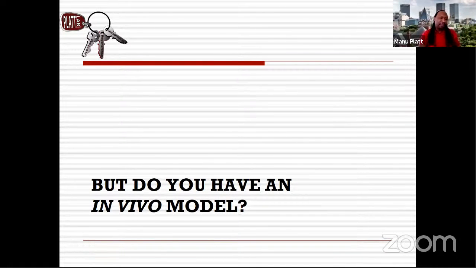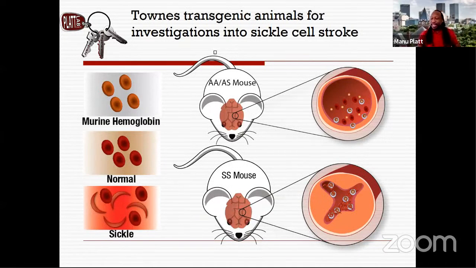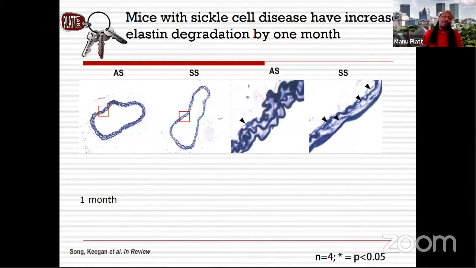So how do we move that to an in vivo system? Tim Townes, who was at the University of Alabama at Birmingham, developed the Townes transgenic mouse model in the late 90s, where they knocked out the mouse hemoglobins and knocked in the human hemoglobins. There have been a few other models, but this one was great to recapitulate the human condition, and you can breed it with Mendelian genetics.